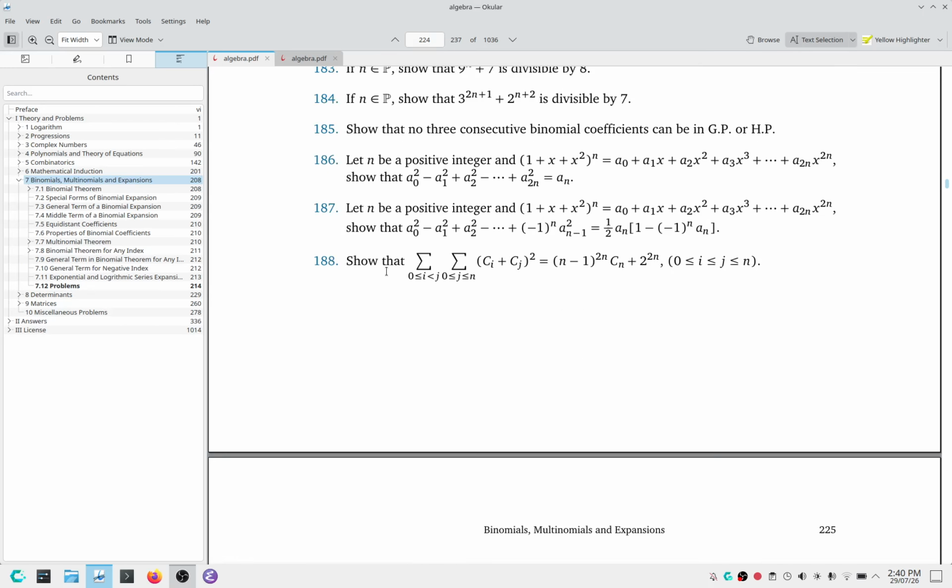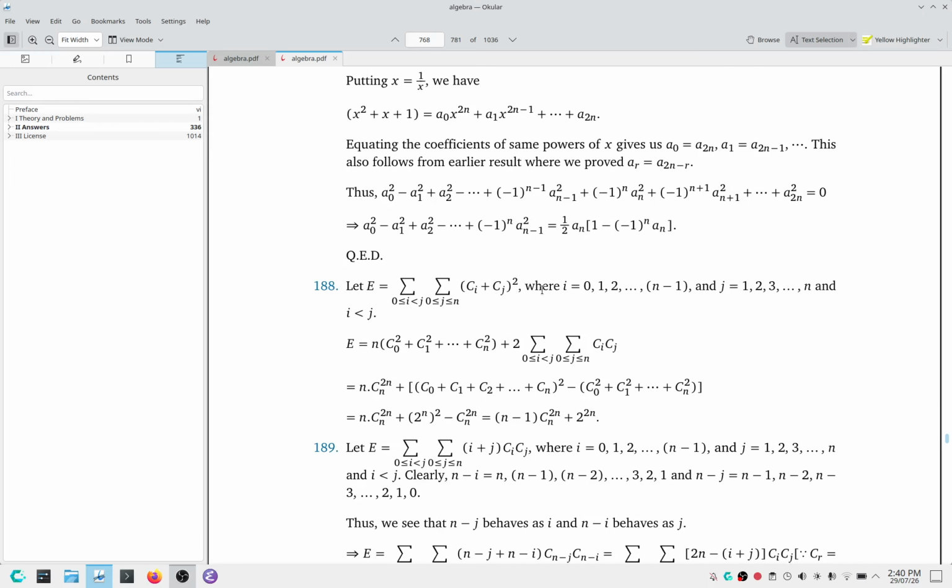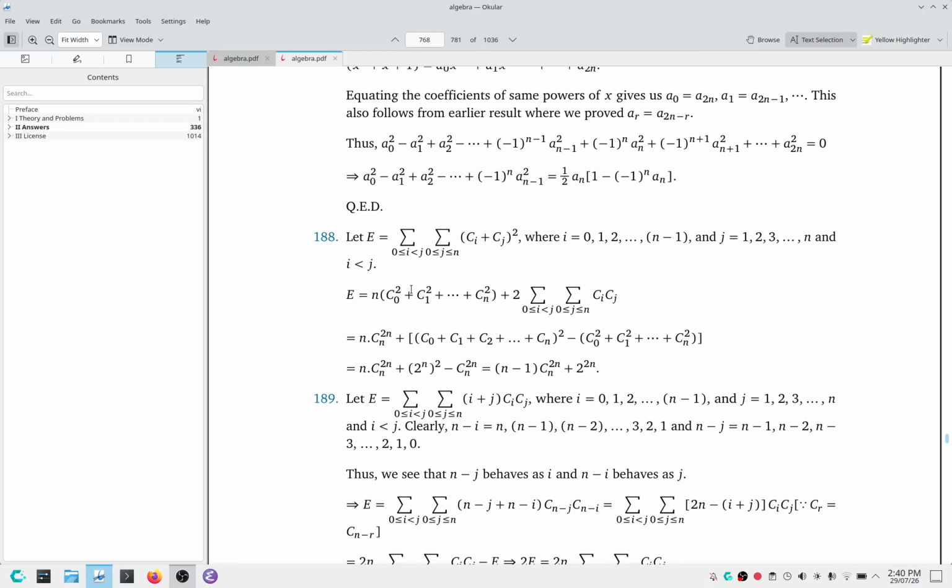Question 188 says that show that the sum over 0 less than or equal to i less than j less than or equal to n of (ci plus cj) whole squared is equal to (n minus 1) times 2nCn plus 2 to the power 2n, where 0 less than or equal to i less than or equal to j less than or equal to n. So we have this given expression where i varies from 0 to n minus 1 and j will vary from 1 to n. So the expression is equal to n times (c0 squared plus c1 squared plus up to cn squared) plus 2 sigma, both the sigmas, ci cj.